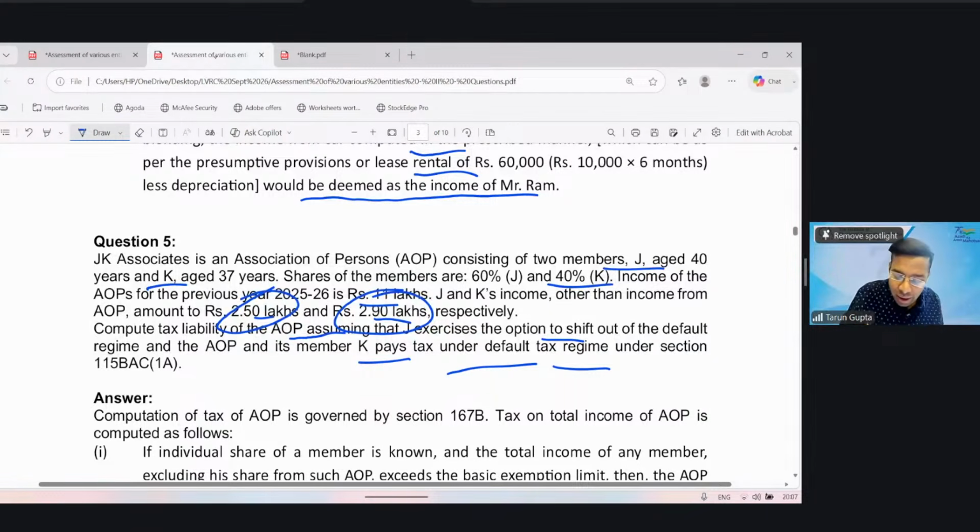So this 11 lakh shall be taxable at slab rate. And the AOP has opted for the default tax regime. So slab rate is no tax up to 4 lakh, 4 to 8, 5%, and 8 to 11, 10% plus cess. Okay. Whether AOP shall be eligible for the rebate? Tell me. Since its income is less than 12 lakh, it's only 11 lakh, will we provide the rebate to AOP? Of course, the answer is no, because rebate is available only to resident individual.